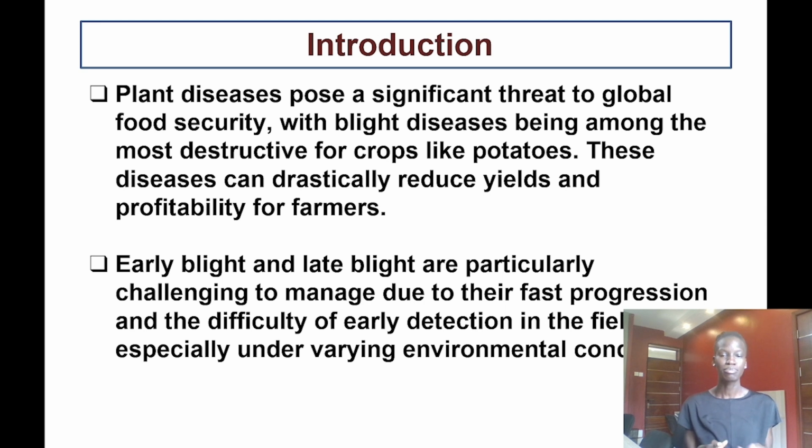Late blight is a potentially devastating disease of tomatoes and potatoes, infecting the leaves, stems, potato tubers, and tomato fruit, spreading rapidly in fields, and it can result in total crop failure. It's caused by the oomycete Phytophthora infestans.